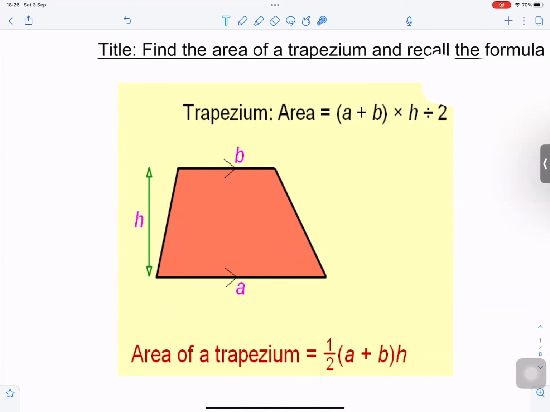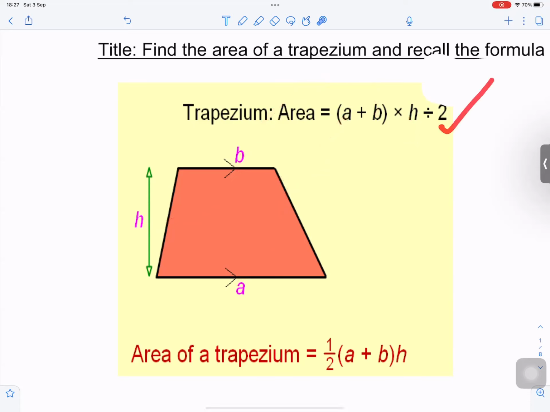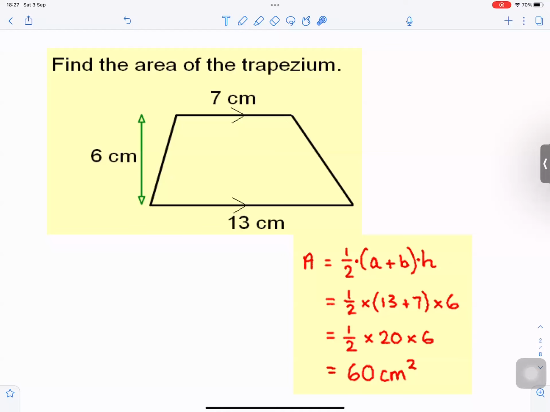To find the area of a trapezium, recall the formula. For the area of a trapezium, you add the parallel sides, A plus B, times the height in between them, and you divide by 2. You can write it like that: half, bracket A plus B bracket close, times h.